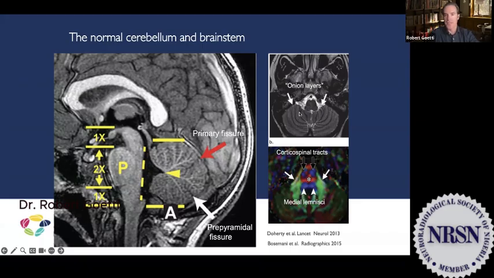On axial views, we can see the nice sort of onion layer appearance of the cerebellar folia. And if we do DTI, we can see coded in blue, which is craniocaudal encoding, the corticospinal tracts anteriorly, the medial lemnisci, transverse pontine fibers, and the cerebellar peduncles.